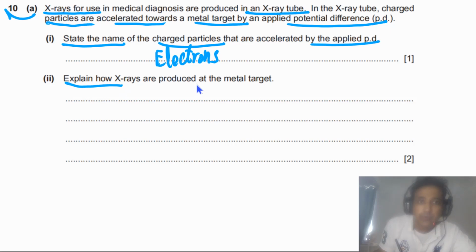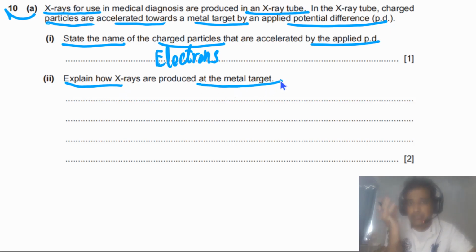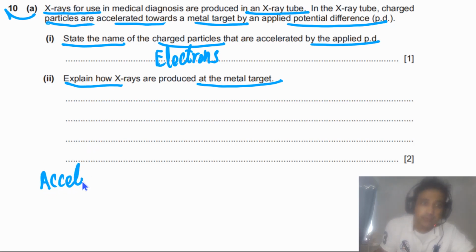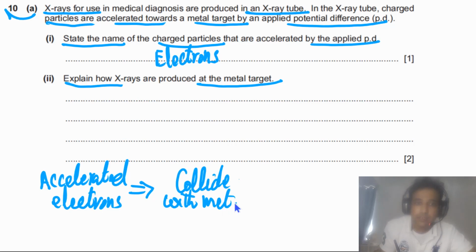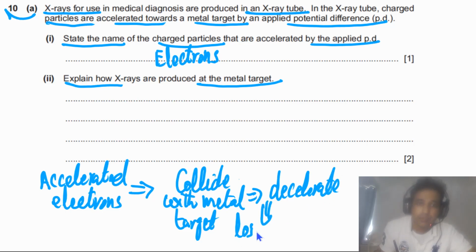For the second part, we need to explain how X-rays are produced at the metal target. So when accelerated electrons hit the metal target, means they hit the anode, they decelerate, and when they decelerate, they lose kinetic energy, and the loss of kinetic energy is emitted in the form of X-ray photons. So we can write down in steps. First of all, we have accelerated electrons. They collide with the metal target. So they decelerate. They lose KE, and X-ray photons are produced.